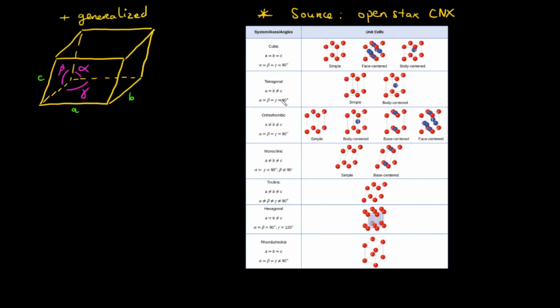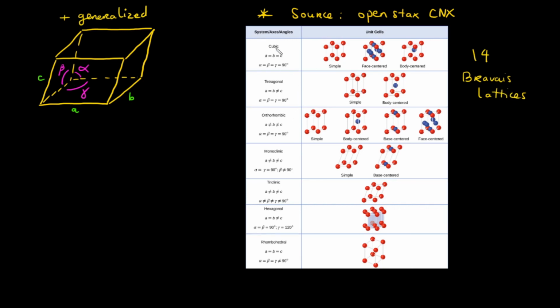So in real life, there are a total of 7 lattice systems, which are shown in the image right here: 1, 2, 3, 4, 5, 6, 7, and each lattice system contributes from 1 to 4 unit cells. So on the right side, the total number of unit cells that you can find is 14. And this table right here is called the Bravais lattice. There are a total of 14 Bravais lattices that you can find on the right side. The Bravais lattice is named after the French physicist Auguste Bravais.